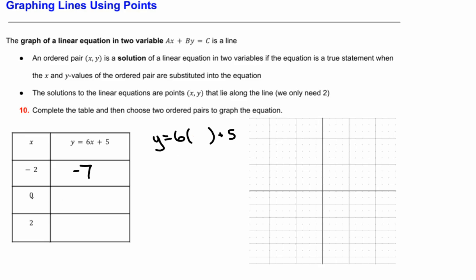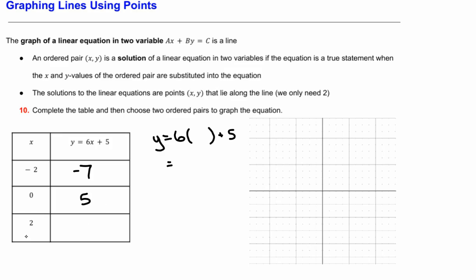We'll do the next one by plugging a 0 in for x. I always like doing those because plugging zeros in makes things really easy. 6 times 0 is 0, and then plus 5. So our y value is 5. Y equals 5 when x equals 0.